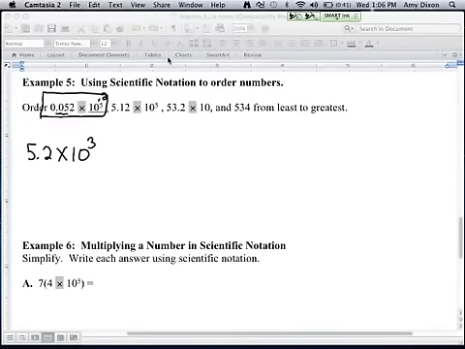Okay, so you need to remember, you can write this down if you need to. When you go to the right, you subtract. When you go to the left, you add. All right?